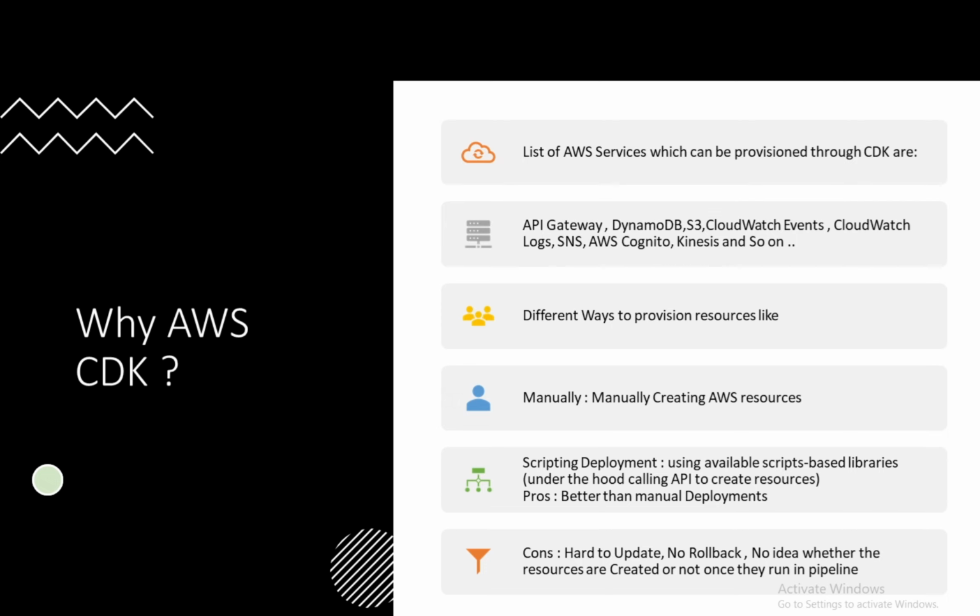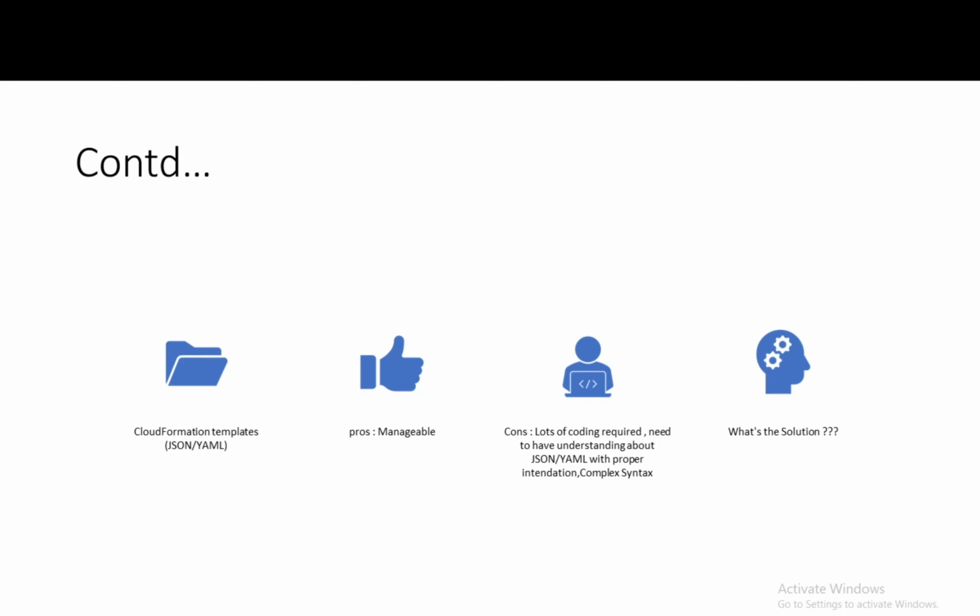Each and every time you push the code, it will check whether the resource already exists in the environment. If yes, it will not update. If there are entities or any properties added in the AWS CDK file, it will automatically update, like adding a GSI in the DynamoDB table. If the GSI is not there, it will add the GSI to that particular DynamoDB table. So these are the advantages of why we are using AWS CDK.